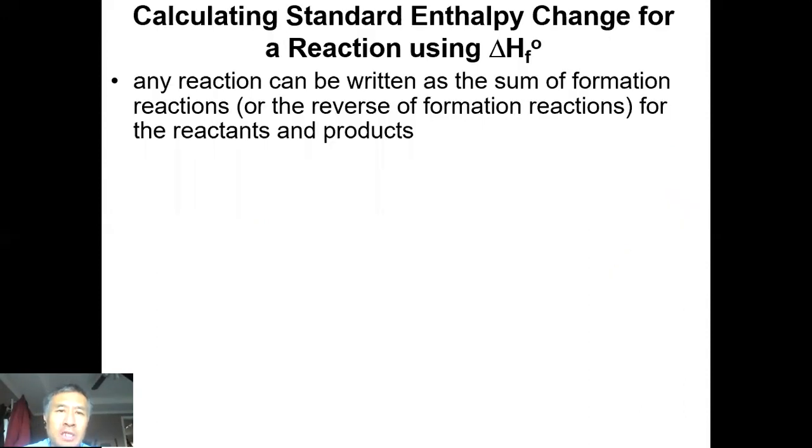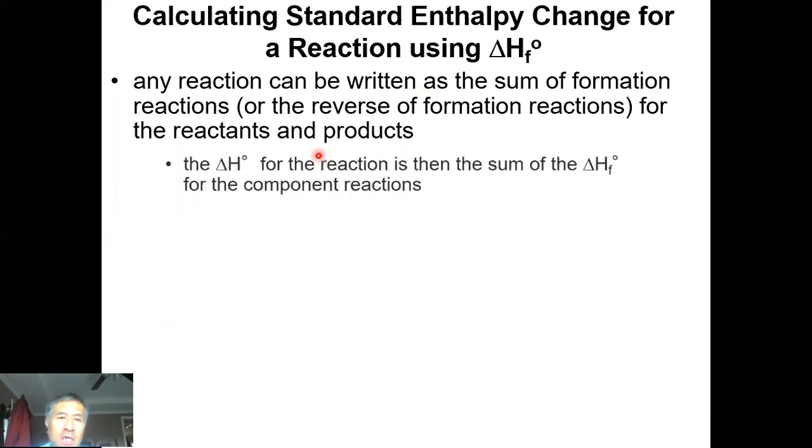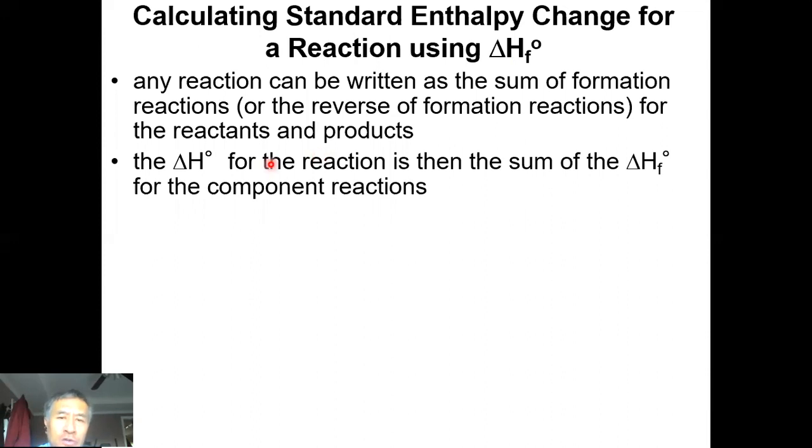Okay, so we can calculate a standard enthalpy change for a reaction using the delta H naught F. You can see that as a formula. Any reaction can be written as the sum of formation reactions or the reverse of formation reactions for the reactants and products. The delta H naught for the reaction is then the sum of the delta H naught F for the component reactions that come from Hess's law.